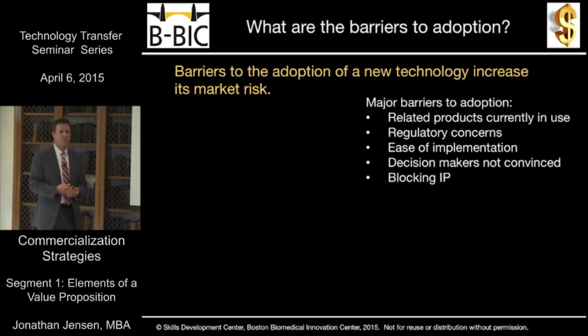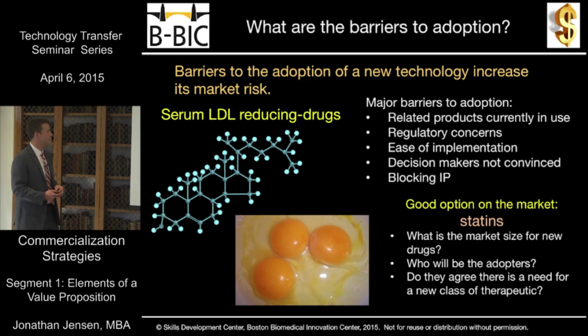You have to convince decision makers, so maybe you have some strong scientific data, but for whatever reason, maybe that goes against accepted practices within the industry and entrenched players. And then, of course, blocking IP. We want to get our own IP estate, but there could be other people who have IP out there, and that IP could be blocking us in certain ways. And so this is just a little example.